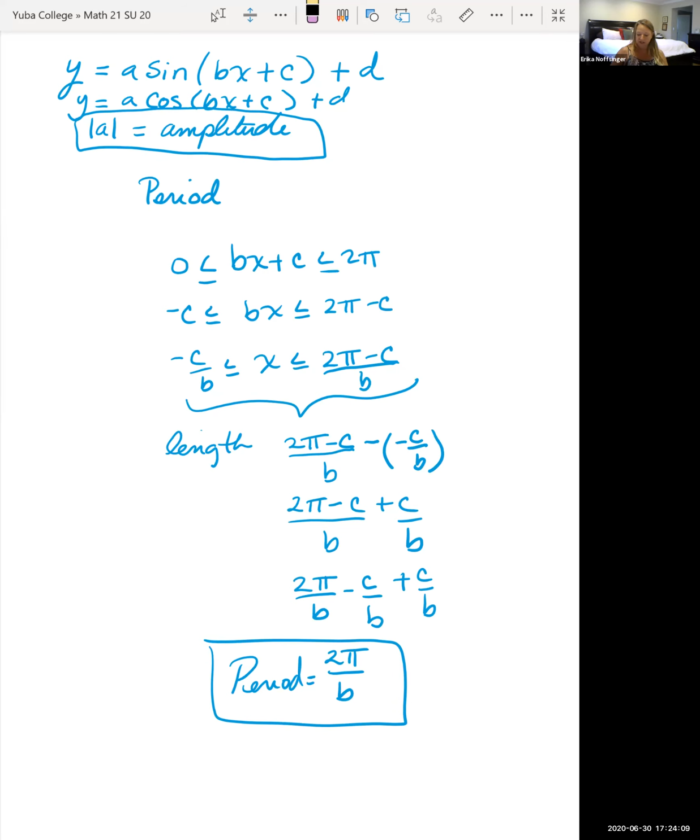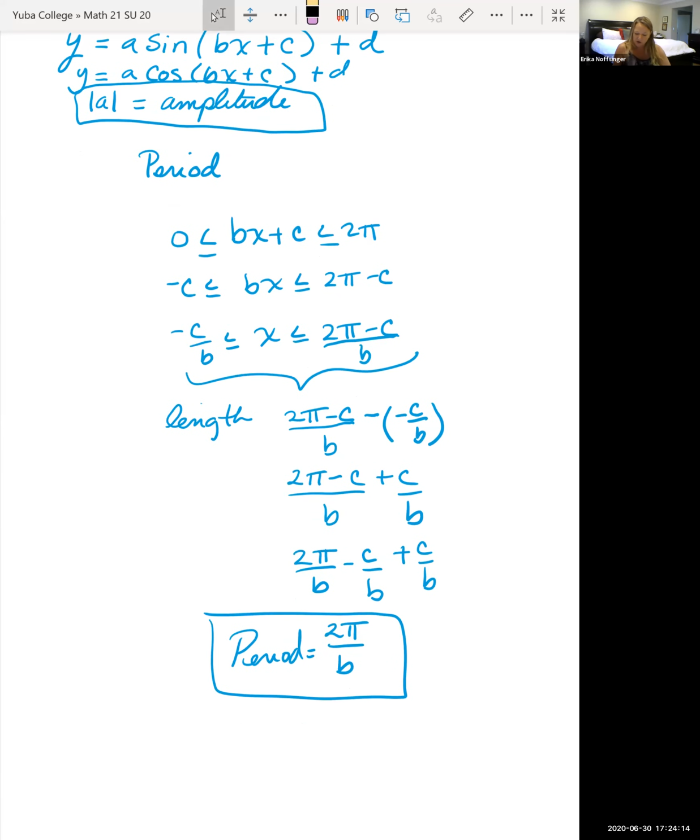The phase shift is how much you're shifting either left or right. Notice that when we sandwiched it and got x by itself, our first value, where we're starting, is negative c over b. That's the start of one period. Normally we started at 0, so basically you're taking your 0 value and shifting it over, negative c over b.